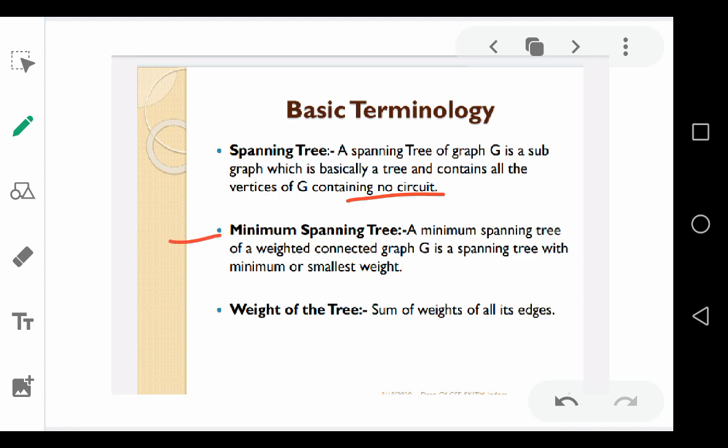Now let us see what is a minimum spanning tree. A minimum spanning tree is a spanning tree with the minimum or the smallest weight. Now let us see what is the weight of the tree. The weight of the tree is the sum of the weights of all its edges.